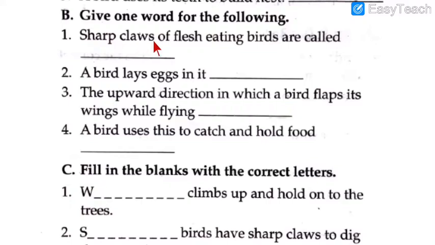1. Sharp claws of flesh-eating birds are called dash. So what are the sharp claws, that is the nails of the flesh-eating birds, called? The birds who eat the flesh, they have the hooked beaks, right? So what kind of claws do they have, and what are their claws called? A different name was given for the flesh-eating birds' claws. So what name was given? Okay, so the answer is talons. Answer is talons. So the sharp claws of flesh-eating birds are called talons.